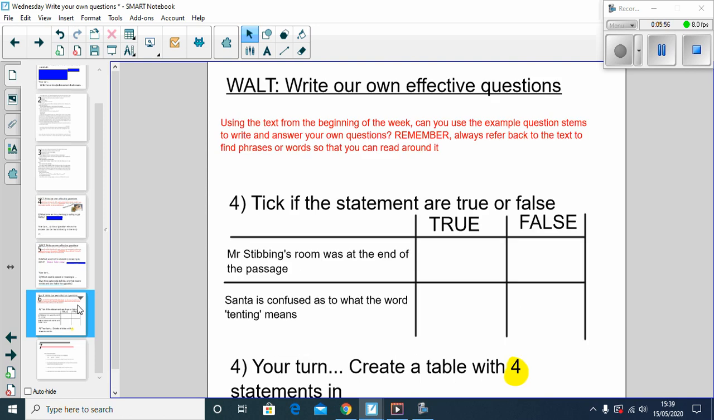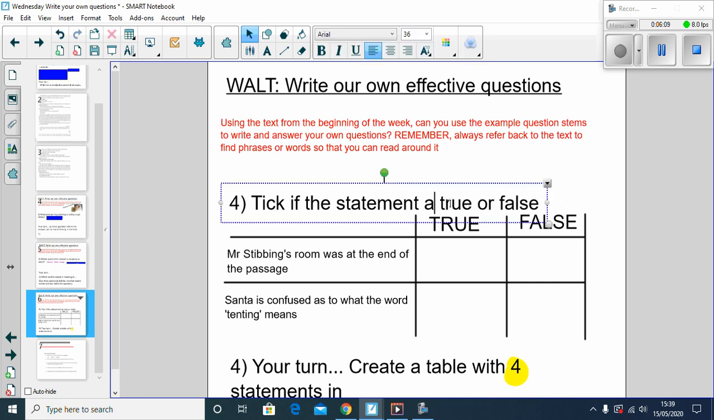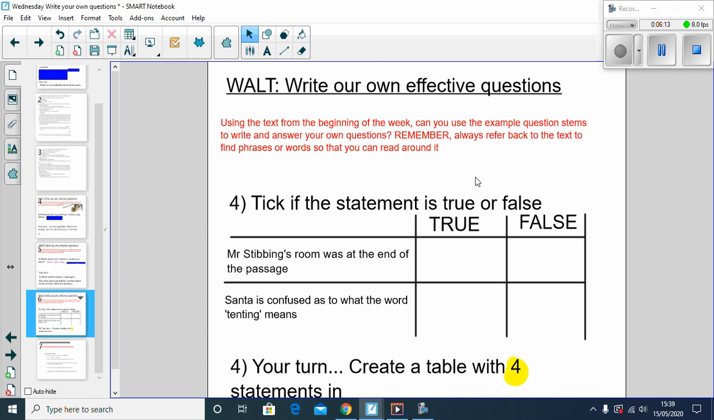Okay, and final question number 4. So this one is a true and false question. So you need to tick if the statement is true or false. So you write that as your question, and then you'll create a table with true and false.